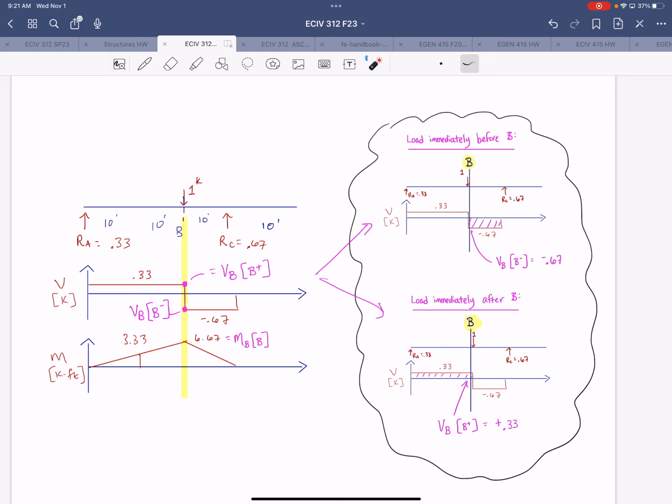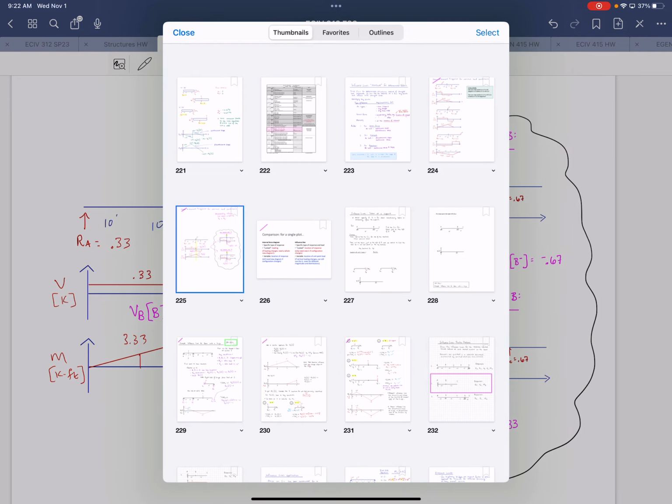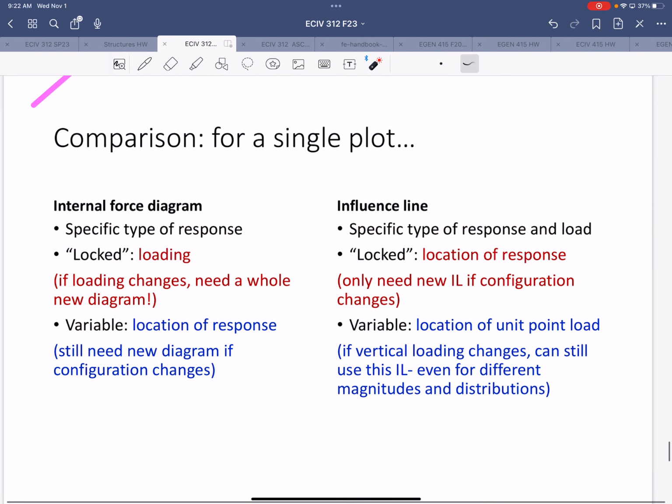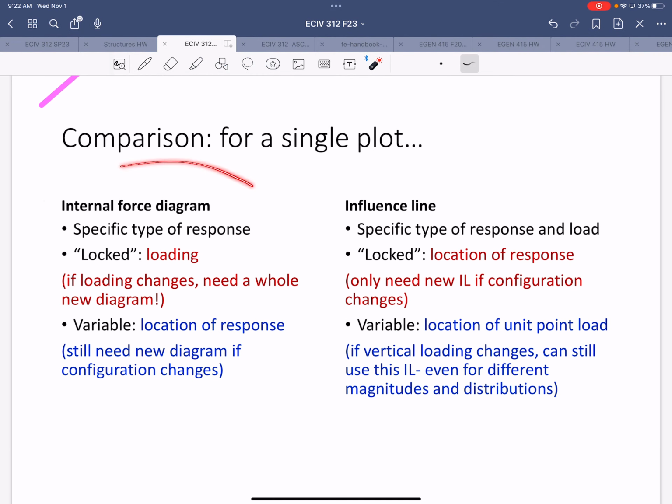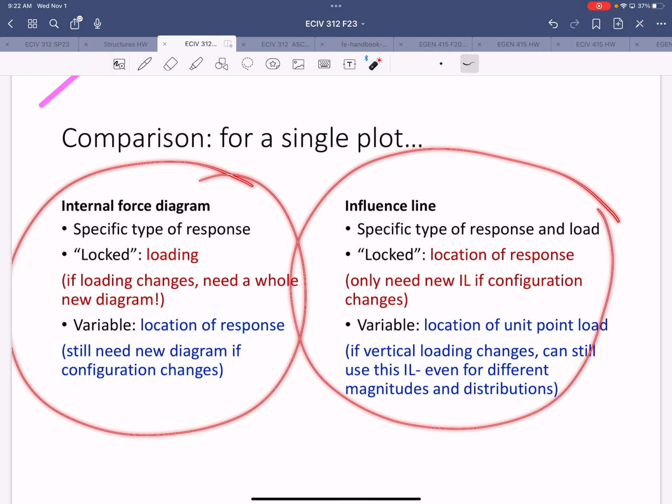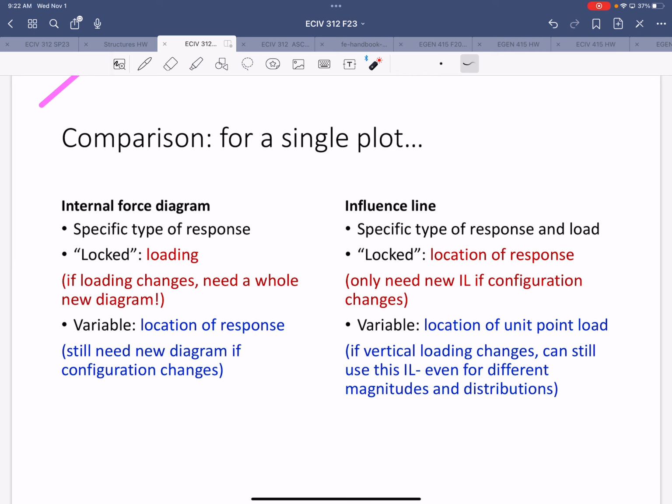If you draw the shear and moment diagrams, you can map those values appropriately. You just have to think about where the location of interest is with respect to the unit load. And as a recap, here's the slide from the last lecture where we list some comparisons between the internal force diagrams and influence lines. This can be helpful for you to reference if you start trying to sort all of this out in your head.